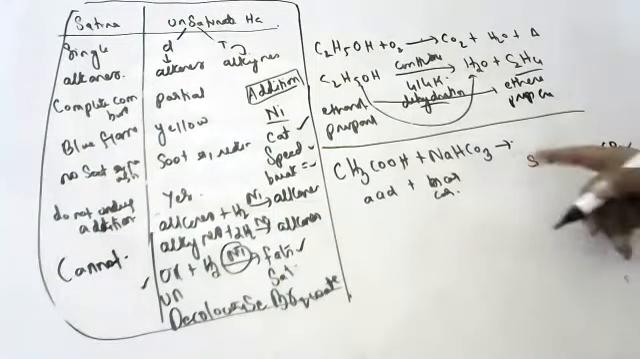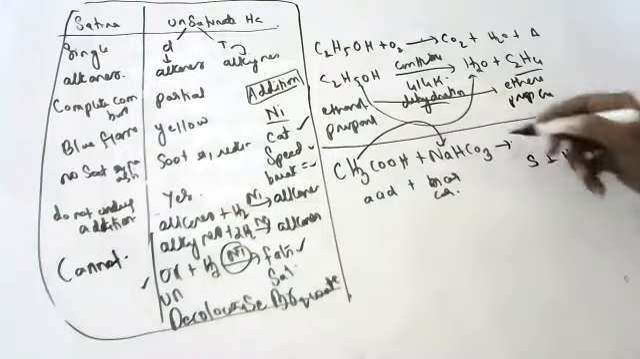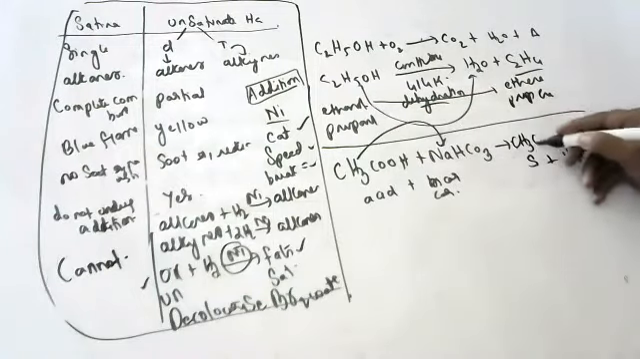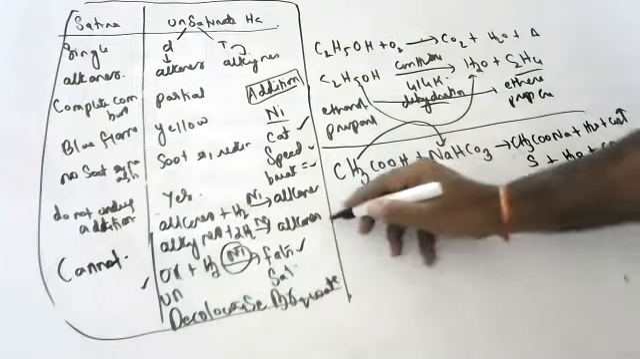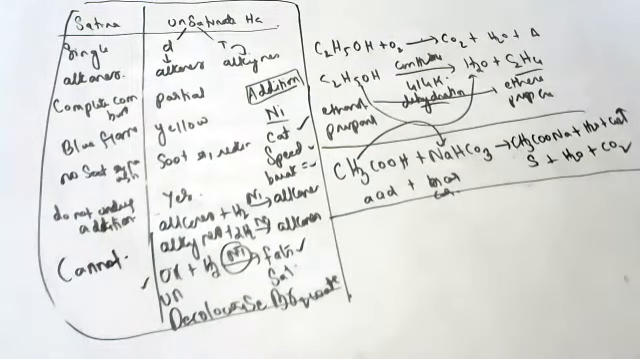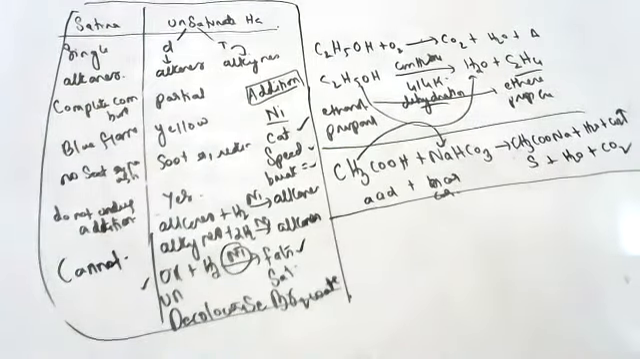So what salt are you expecting here? CH3COOH plus Na2CO3 gives CH3COONa plus H2O plus CO2 gas. Next question. Okay, the question is like this.